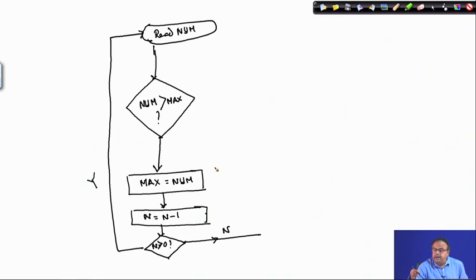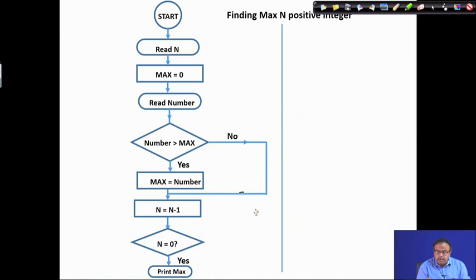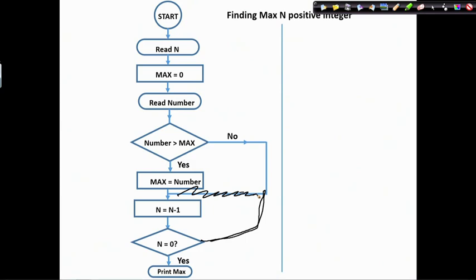So, there was a little error in that diagram. You can see that this line should have come from here. Is n 0? Yes, then print max, otherwise this should have come from this point, all right. This is wrong. Okay. So, in this way we can again find the max for n numbers, it is a flow chart.